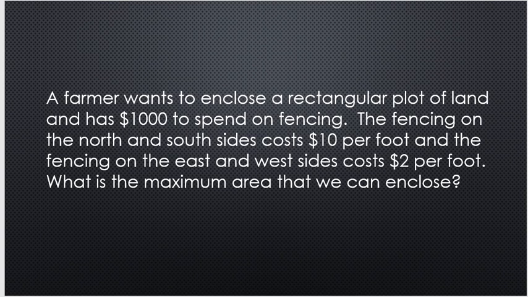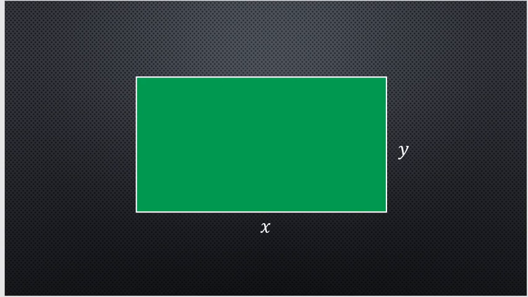So step one, draw a picture. This is one such case where we can indeed draw a picture here. So here's my rectangular plot of land. X on the bottom, and thus also on the north side, and then Y on the east and west sides.